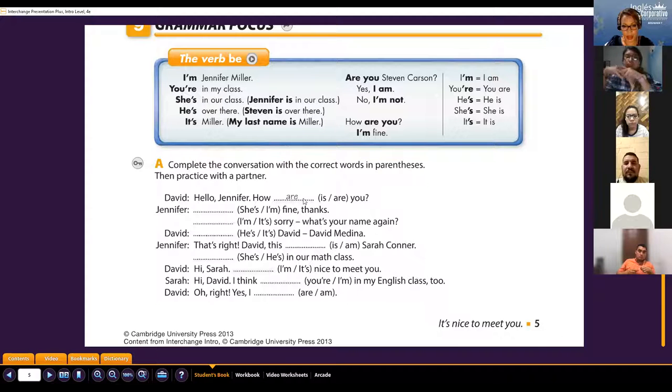So I'll give you time for you to complete this exercise. Esto lo pueden completar si ya sea que lo puedan modificar en la presentación, en el PowerPoint, o si la imprimieron y pueden escribir, o si no, pueden ir haciéndolo en su cuaderno. Complete the conversation with the correct word in parentheses and then practice with a partner. So, van a leer y seleccionar cuál de las dos opciones que está en paréntesis es la que mejor completa la oración o pregunta. You will have a couple of minutes to complete that and then we're going to check.